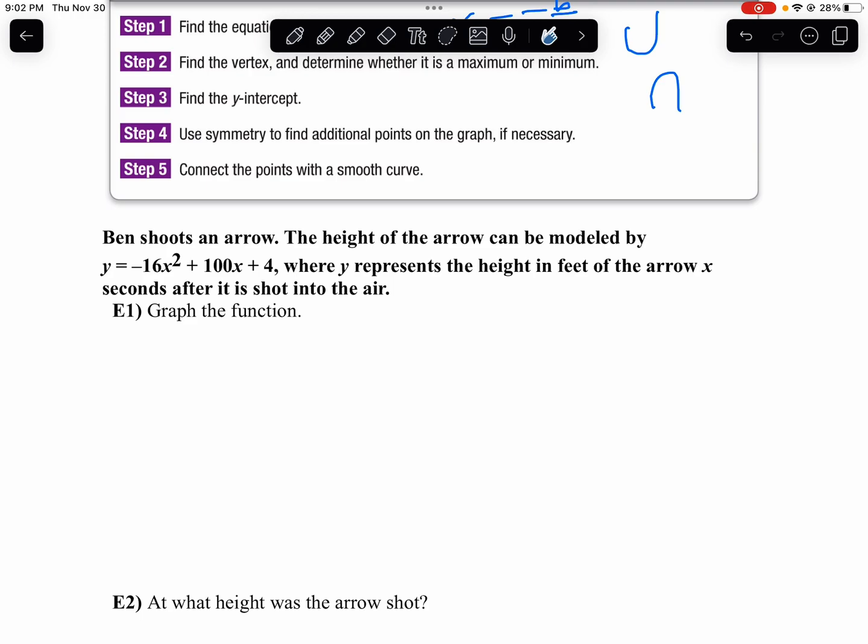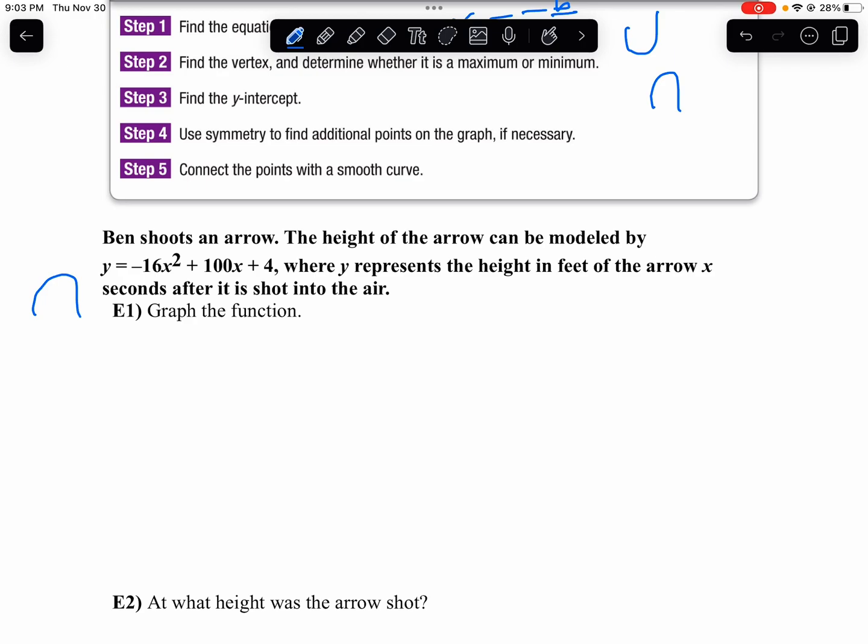So Ben shoots an arrow. The height of the arrow can be modeled by y equals negative 16x squared plus 100x plus 4. Notice, since a is negative, I already know this is a sad parabola, where y represents the height of the arrow in feet after x seconds it's shot in the air. We're going to graph this function.